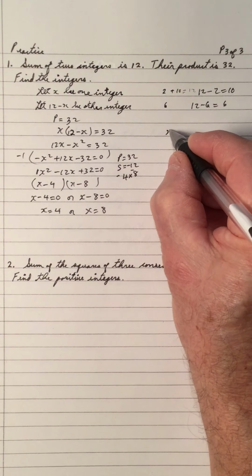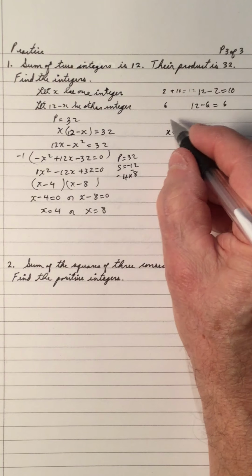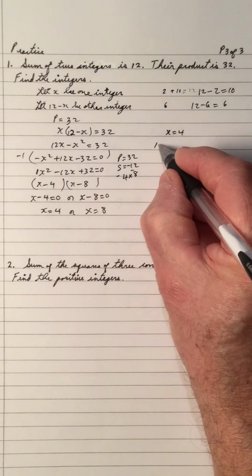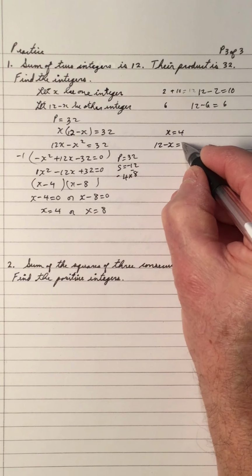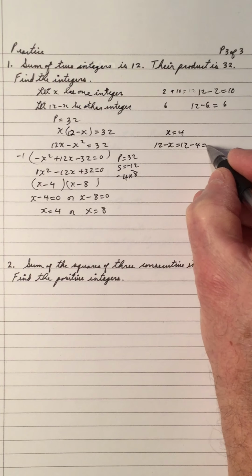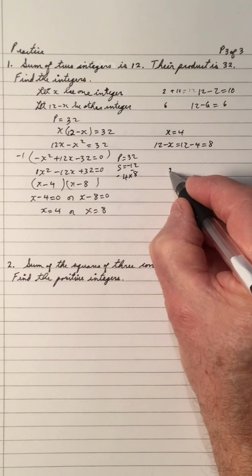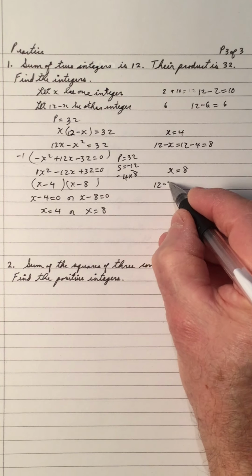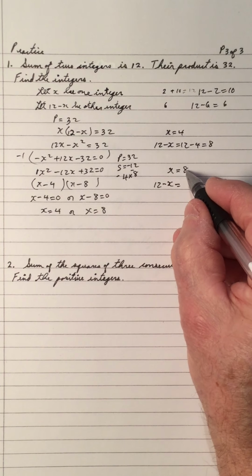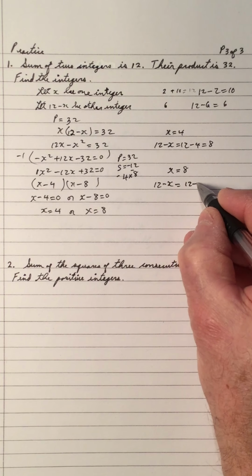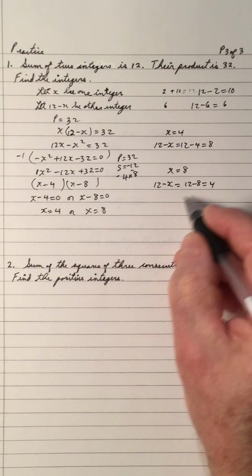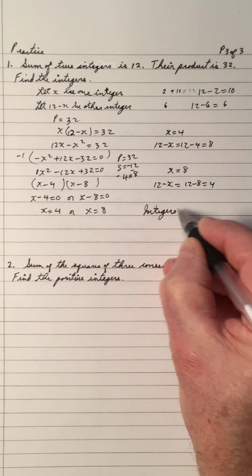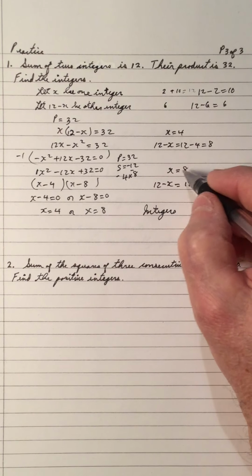Now, since x is equal to 4, we have to find what the other number is. 4 is one number, so the other number is 12 minus x. So that's 12 minus 4, which gives us 8. And if the other number is 8, then 12 minus x is going to give me what pairs with 8. So 12 minus 8 is 4. So the integers, if you notice, this time I have a 4 and an 8 and an 8 and a 4.